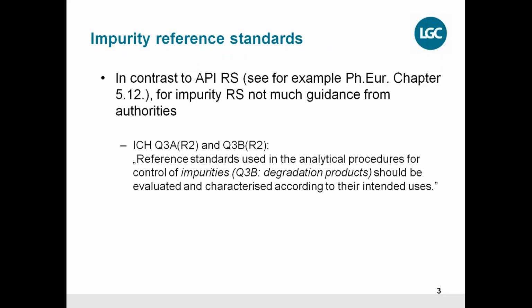When we have a look, for example, into the major guidelines from the ICH, the International Conference on Harmonization, two important guidelines are there, the Q3A and the Q3B guideline. You find there the quotation that reference standards used in the analytical procedures should be evaluated and characterized according to their intended uses for impurities, or in Q3B for the degradation products. But that's all that is written there, and there's no further guidance.